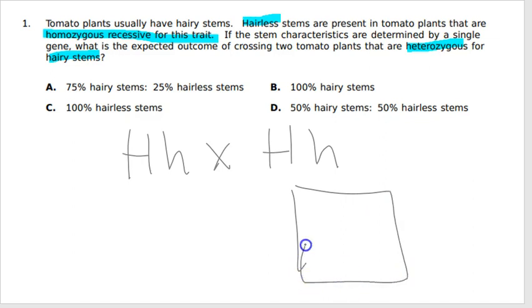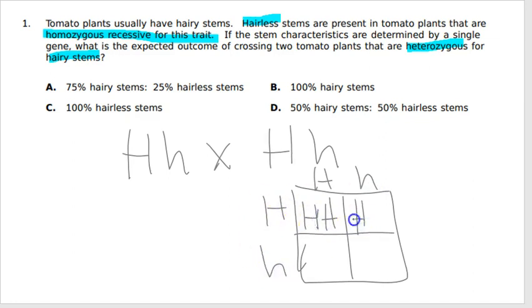You would construct your Punnett square. Put one parent on the top, one parent on the side. Complete your cross.